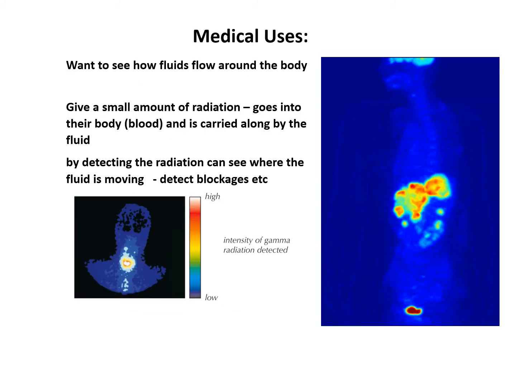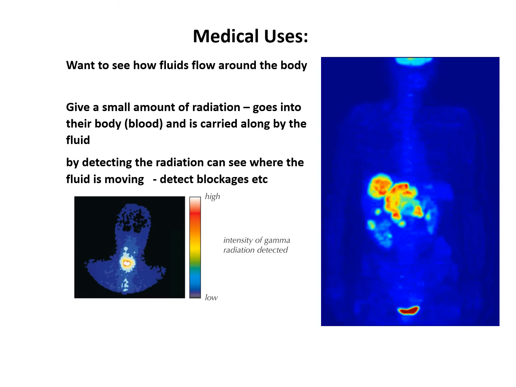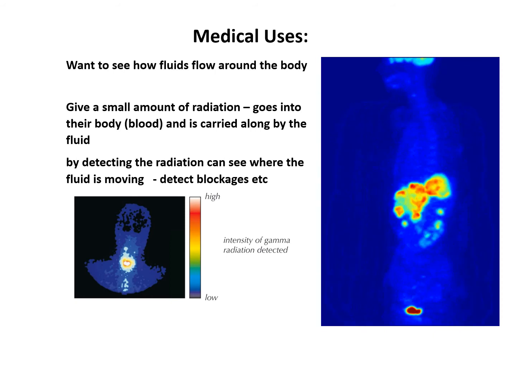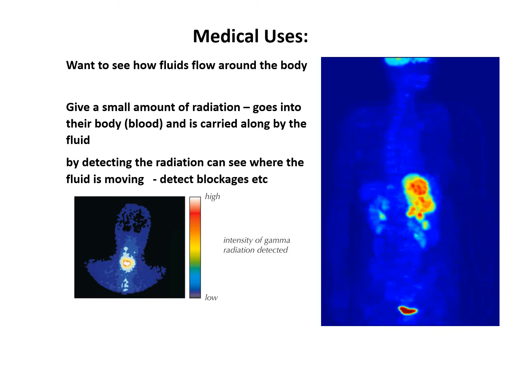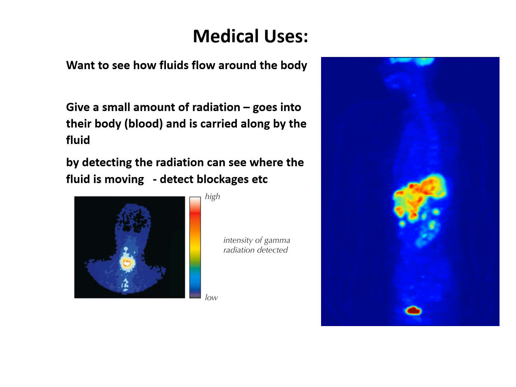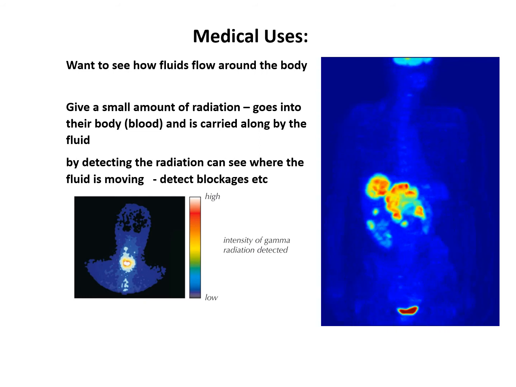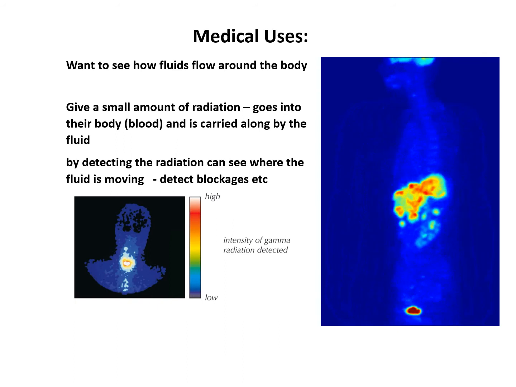We can also use radiation to help us with medical treatments. If we want to see how a fluid flows around the body, we can give a small amount of radiation that goes into someone's bloodstream and is carried along by the fluid inside their body. Then by detecting where the radiation is, we can see where the fluid is, detect blockages and things like that.